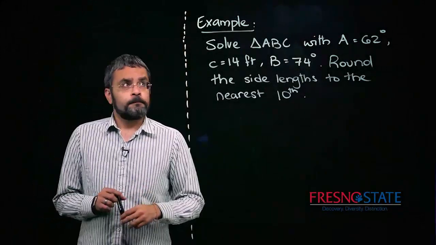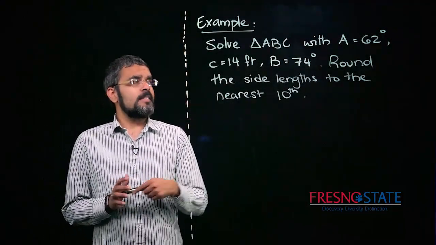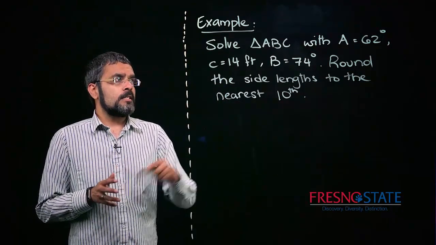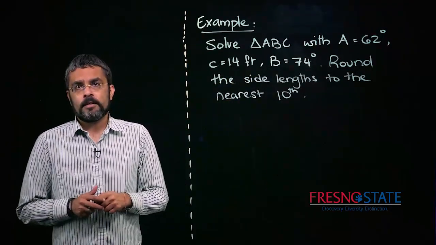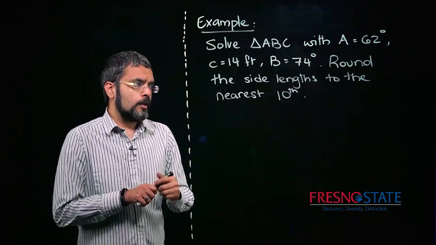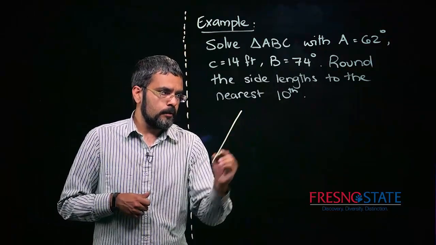So let's look at an example. We have triangle ABC with A equal to 62 degrees, C is 14 feet, and B is 74 degrees, right? So the first thing we're going to do is go ahead and draw a triangle. Okay, so here's my triangle.